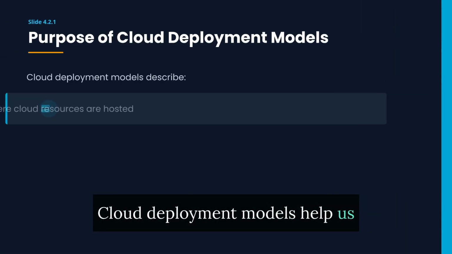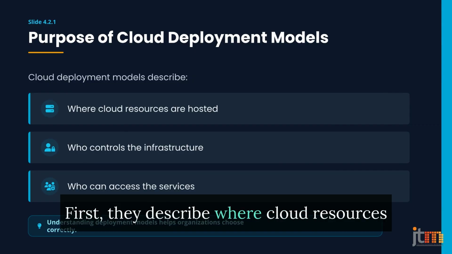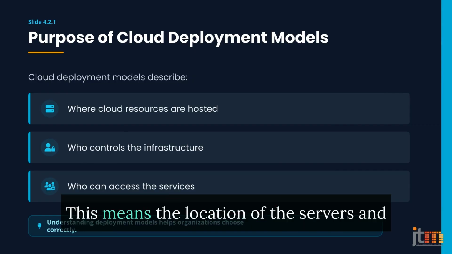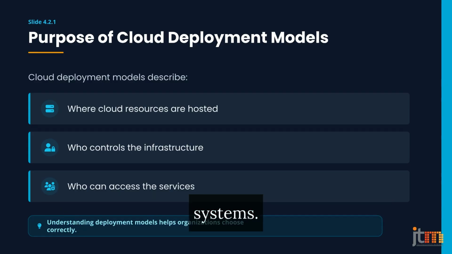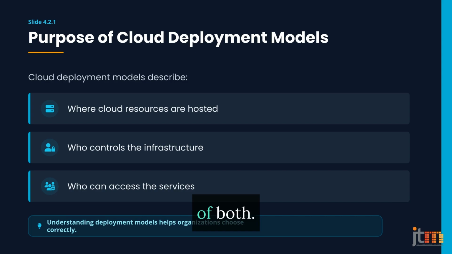Cloud deployment models help us understand how a cloud system is organized and used. First, they describe where cloud resources are hosted. This means the location of the servers and systems. They might be in a public provider's data center, inside a company building, or a mix of both.